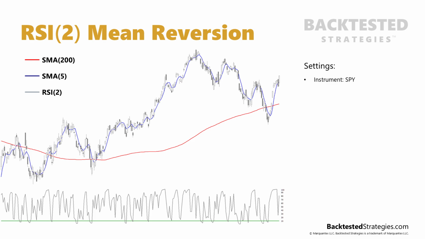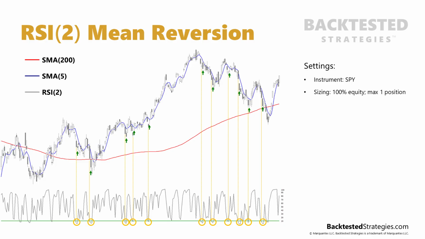A buy signal occurs when three things line up: price above the 200-day SMA, below the 5-day SMA, and two-period RSI is less than 10. That flags a short, sharp sell-off within a longer-term uptrend. When all three of these conditions are true, and there's no open position, the system buys SPY at the next bar's open with 100% of available equity.